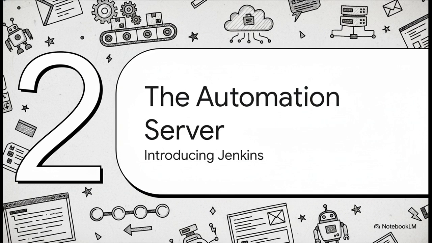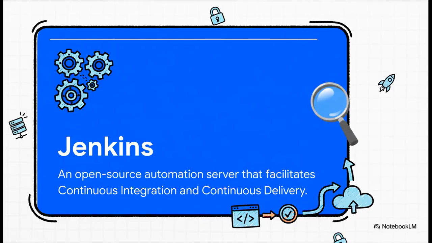Well, that brings us to the star of our show, Jenkins. Meet Jenkins. It is this massively popular open-source automation server. The best way to think about it is as the central orchestrator, the engine driving your digital assembly line. It's the tool that takes that CI/CD philosophy and actually makes it a reality by connecting all the different pieces and automating the entire workflow.